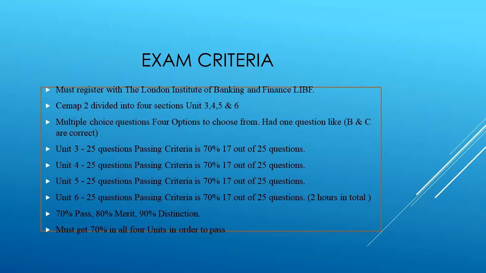I'll give you some hints on how to pass the exam. As I said before, it's 25 questions. You have to get 17 correct in order to pass. So you have 70% for a pass, 80% for merit and distinction. You must get 70% in all 4 of them in order to pass. You can book CeMAP 2 and 3 the next day, but I wouldn't suggest that. I would suggest CeMAP 2 and then have at least a week before you go for CeMAP 3.